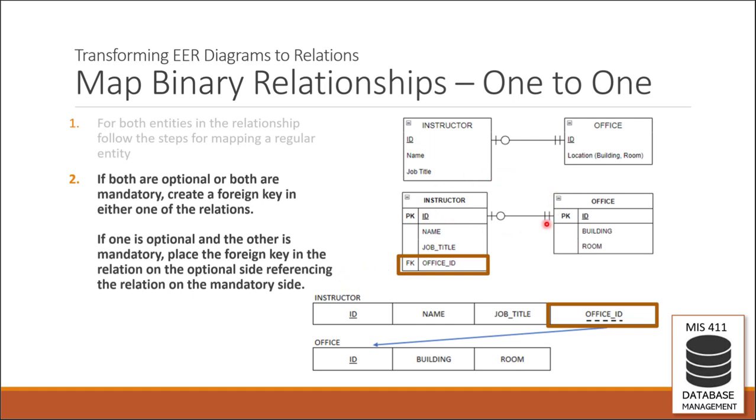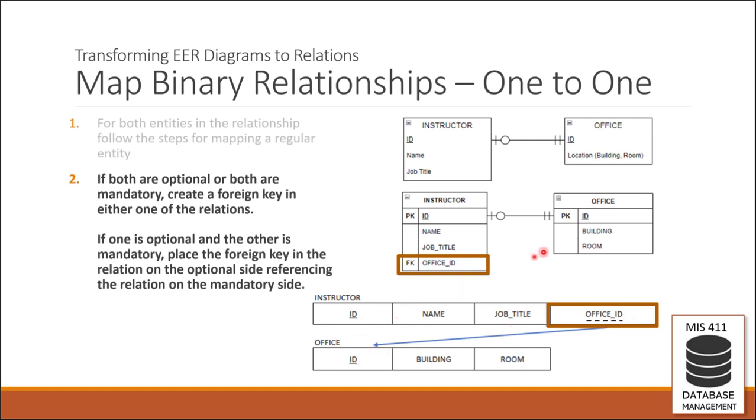So here, which one's the optional side? The instructor is. Right, and the mandatory side is the office. We can see by the cardinality right here. So we're going to place the foreign key on the optional side. Here we go, office ID, referencing the mandatory side. We have office ID foreign key in the instructor relation, referencing the ID primary key in the office relation. And again below in this notation.